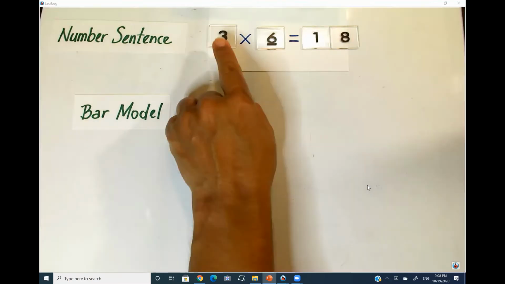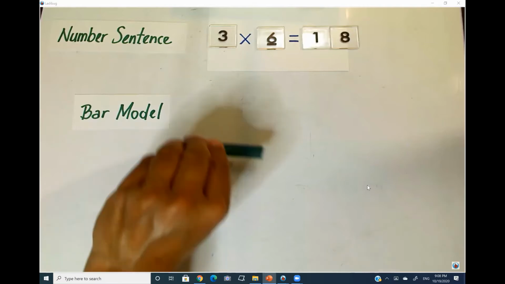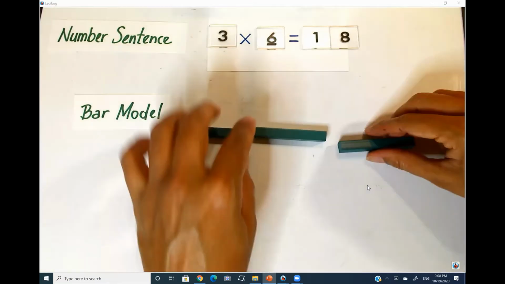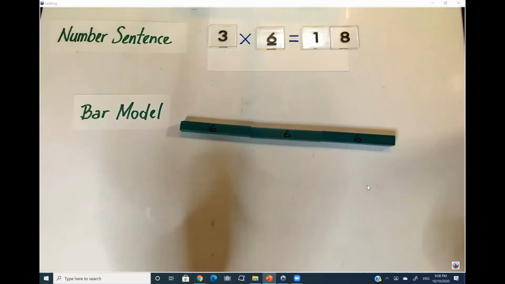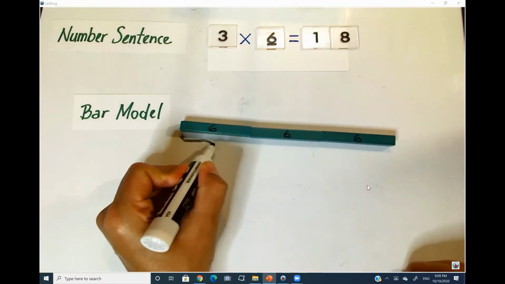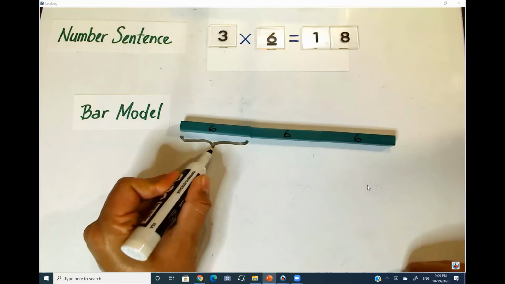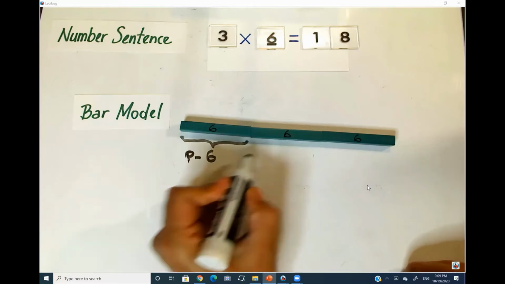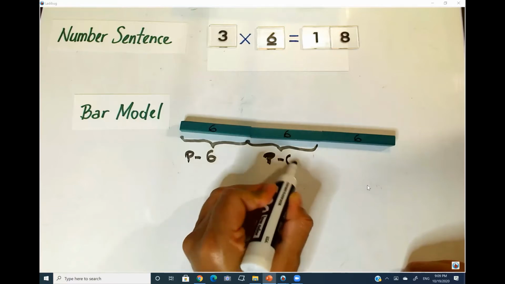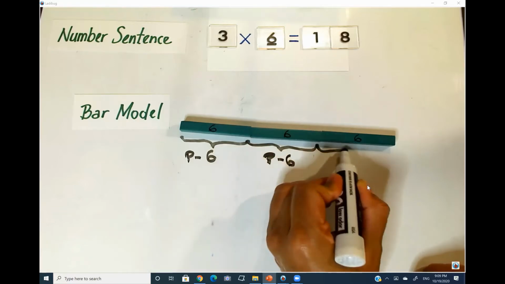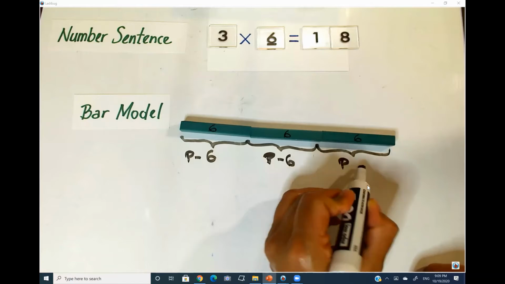Now, the standard says we need 3 bars. The bars have to be equal size because now we know that each bar is going to represent 6. I know that this is a part, and we know that it's a 6. This other part, again, is 6. And the last part is 6.